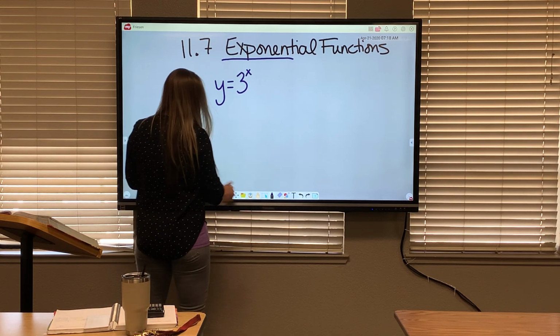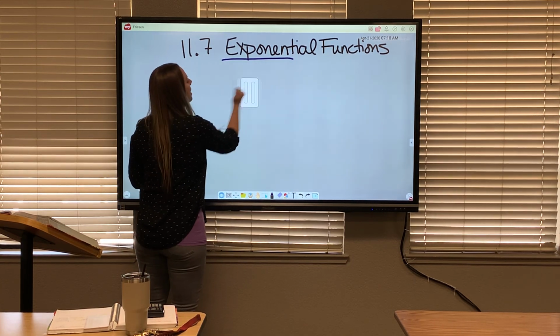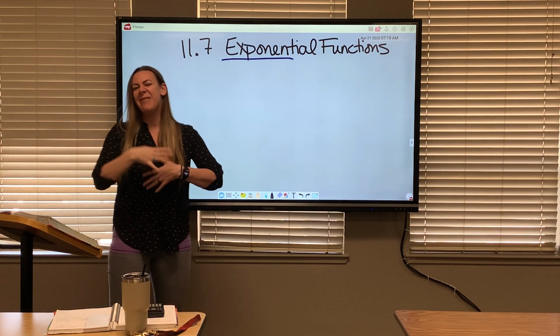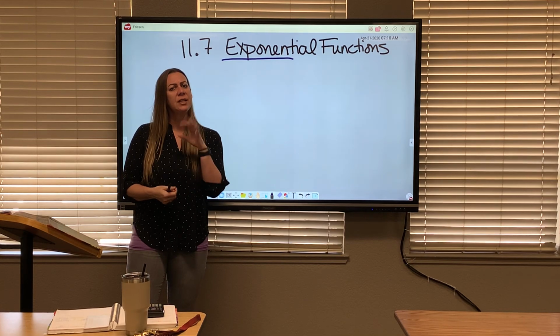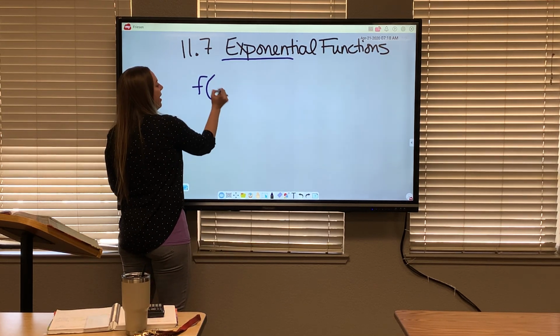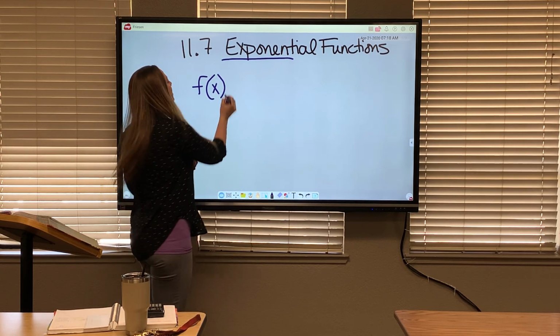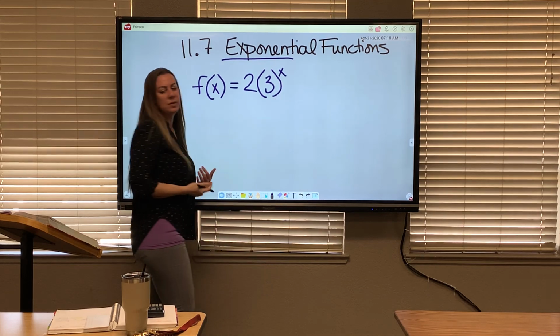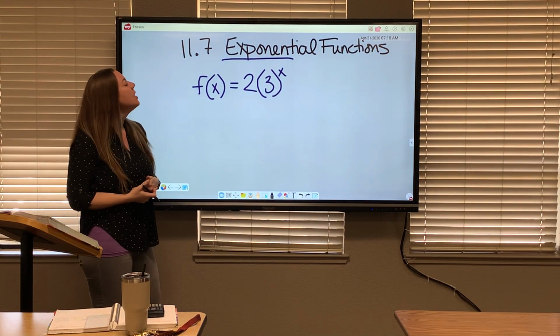So let's say we use our example here on 11.7. They're talking about evaluating an exponential function. So that's the first step. When I have something like this, the f of x, or the function of x, equals 2 times 3 to the power of x. It uses that as an example, okay?